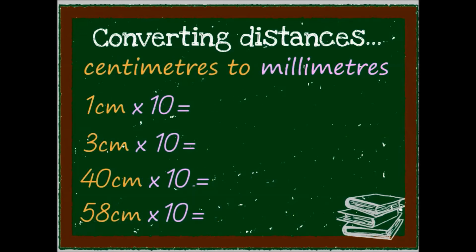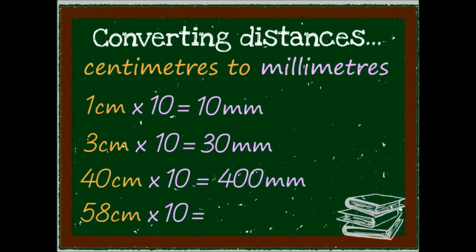I can also change centimeters back to millimeters, but this time I multiply with 10. I multiply because there are 10 small millimeters inside 1 centimeter. So 1 centimeter times 10 will give me 10 millimeters. 3 centimeters is the same as 30 millimeters. 40 centimeters is 400 millimeters, and 58 centimeters is the same as 580 millimeters. Remember, multiplying with 10 adds a 0 at the end of your answer.